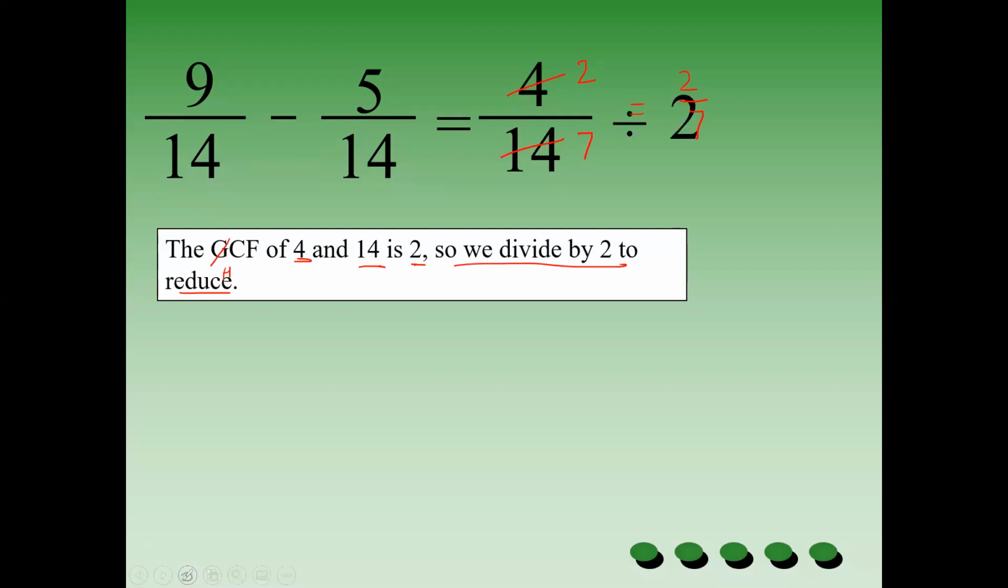What we are doing is reducing both the numbers by 2, or dividing the fraction by 2. So the answer is 2 upon 7. This is the final answer.